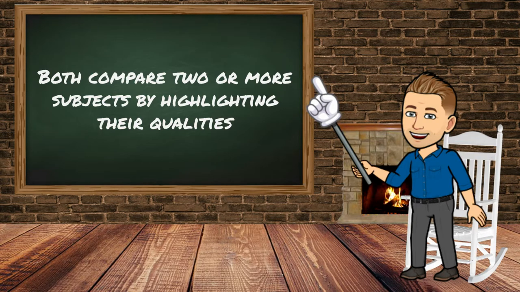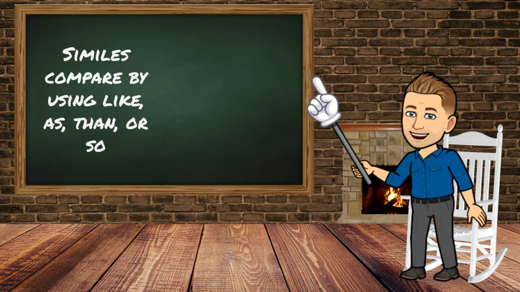So what you're going to be doing when using similes and metaphors, you're going to take something that most people generally know a lot about, and you're going to compare it to something they don't really know anything about, the thing that you're trying to describe to them. And you're going to use those two things to compare each other with their similar qualities. Similes compare by using like, as, than, or so.